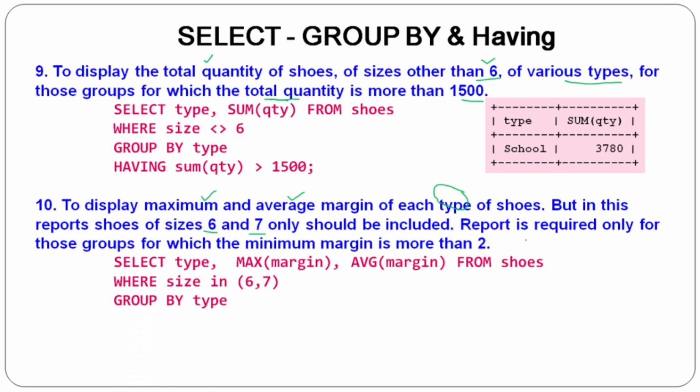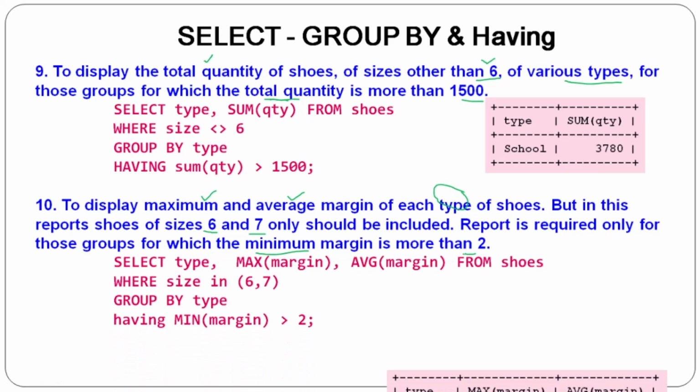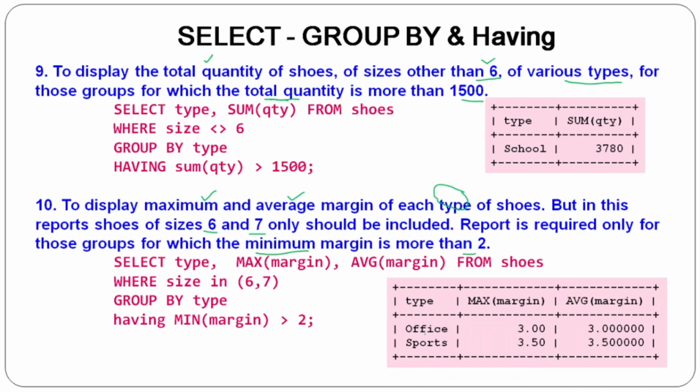And here we have to use the having clause because the report is required only for those groups for which minimum margin is more than 2. So we have to use the having clause, having min margin greater than 2. The output will be office and sports displayed, and the maximum and average margin is also displayed.